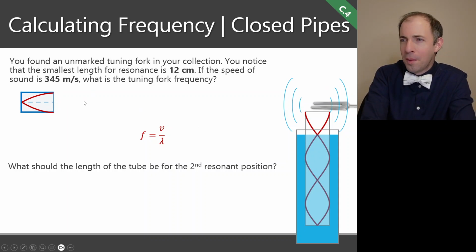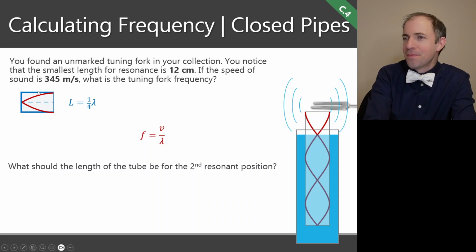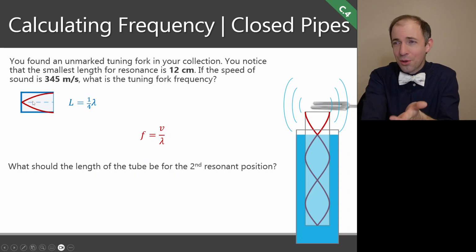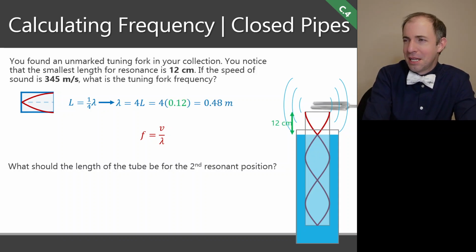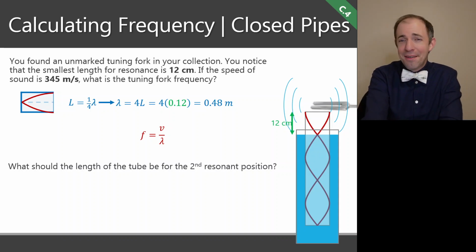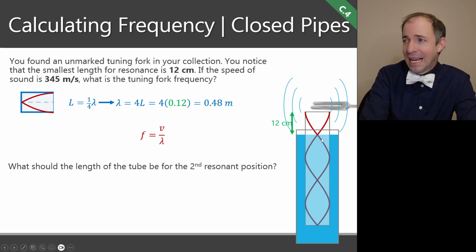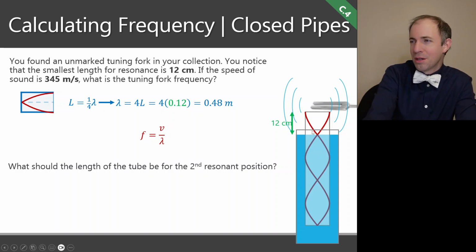Closed on one end, open on the other, node, antinode. The length of that pipe is a quarter of the wavelength. That is a quarter of a wavelength that's resonating in that space. If I rearrange to solve for the wavelength, that's 4 times the length, because that's only a quarter of a wave. This length is 12 centimeters. So 0.12 meters times 4 gives me a wavelength of 0.48. That is the total wavelength if I kept going, because I only see a quarter of it.